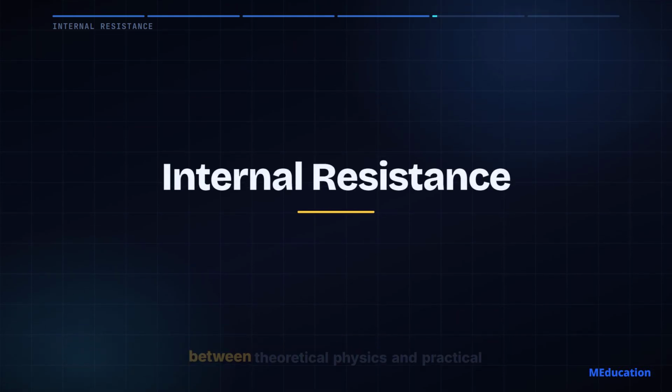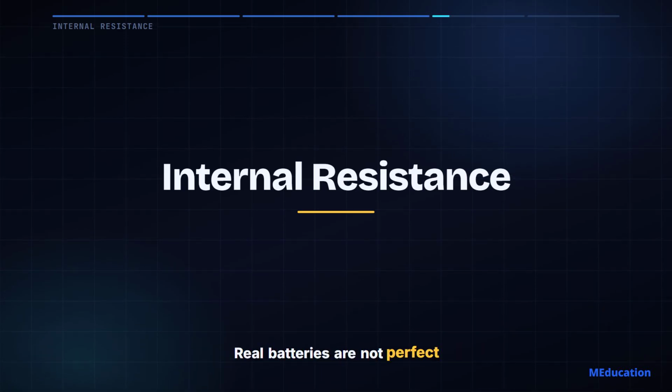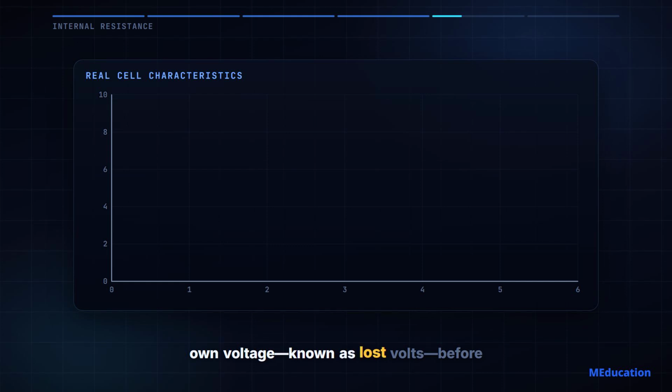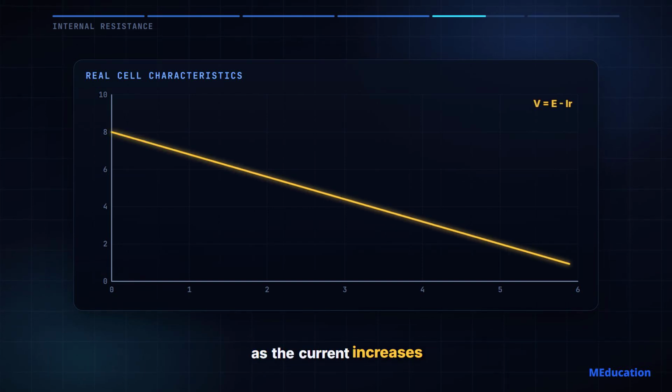Finally, we bridge the gap between theoretical physics and practical engineering. Real batteries are not perfect. They have internal resistance. They steal some of their own voltage, known as lost volts, before it ever reaches your external circuit. You will plot terminal potential difference against current. Because the lost volts increase as the current increases, the graph slopes downwards. The y-intercept reveals the true electromotive force of the cell, and the negative gradient gives you the internal resistance. Mapping this exact graph is a massive part of your Paper 3 practical exams.